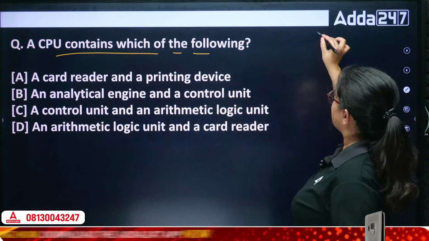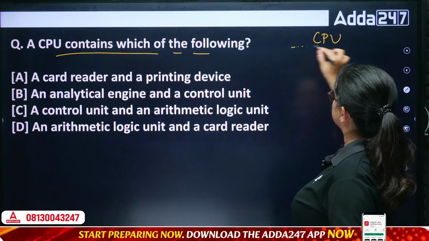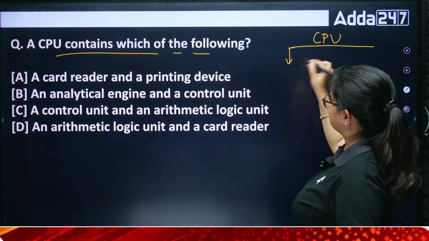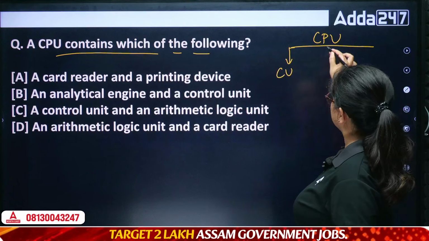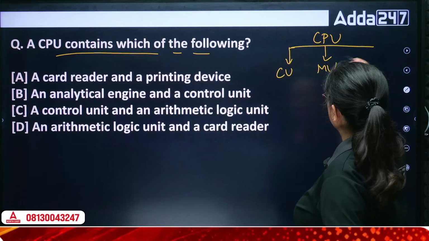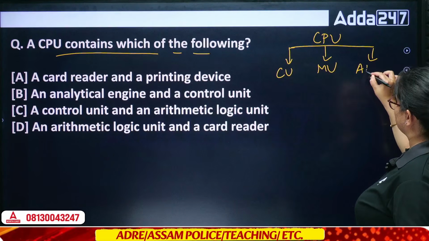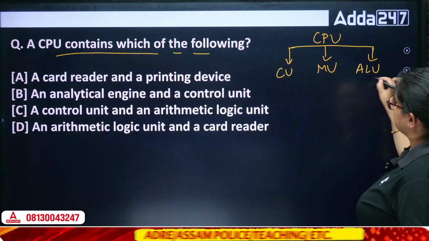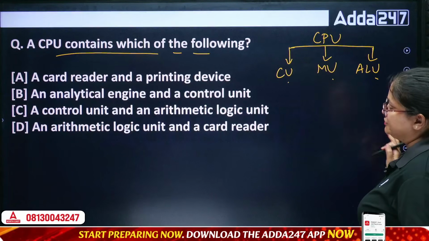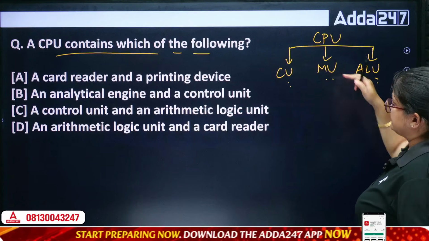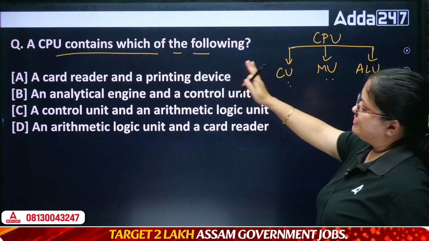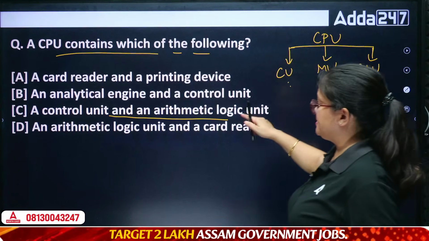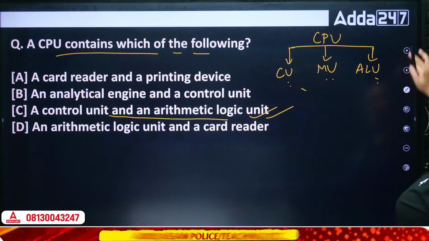Whenever we talk about the CPU, if we divide it, the main functions of the CPU are the control unit, the memory unit, and one more, the arithmetic logic unit, ALU. These are the important functions of a CPU, and amongst these, I think two of them are mentioned here: control unit and arithmetic logic unit. So this is the answer for CPU.